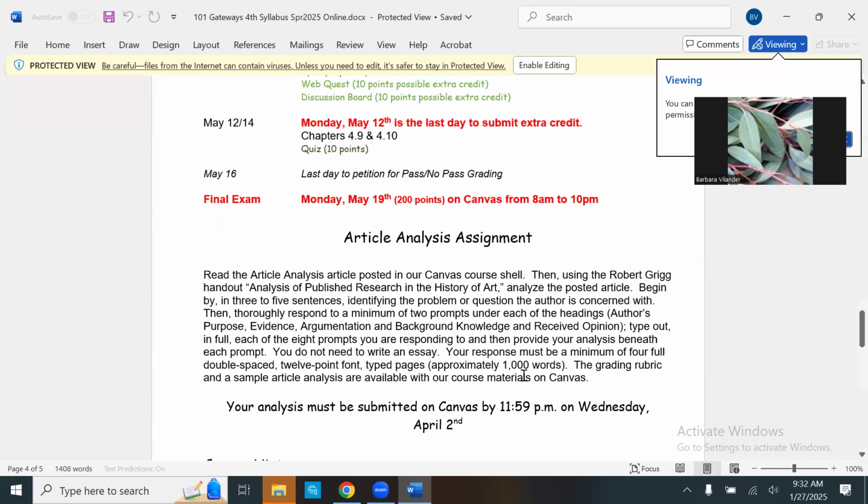I want you to type the prompt and then answer the prompt. You don't need to write an essay, okay? Your response must be a minimum of 4 full double-spaced 12-point font type pages. So that's approximately 1,000 words.